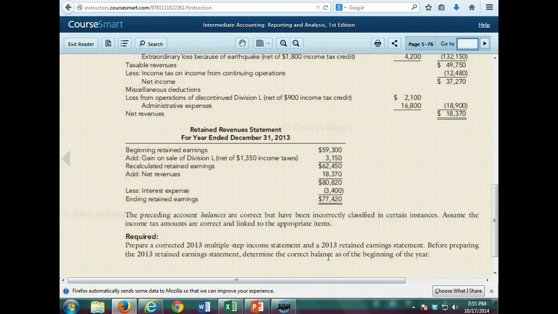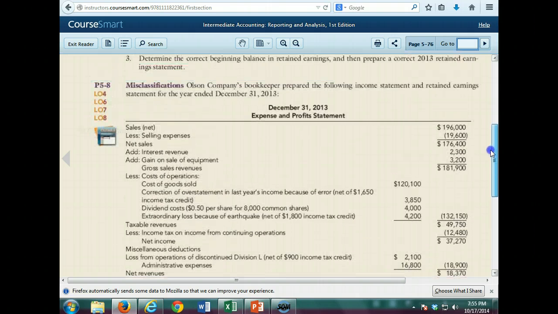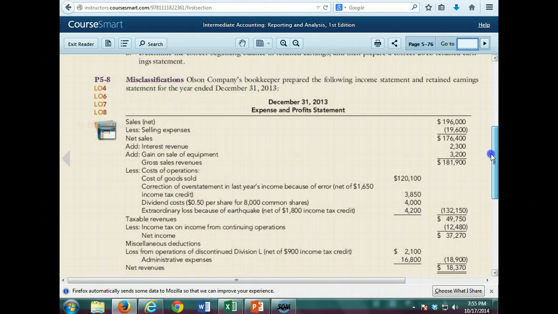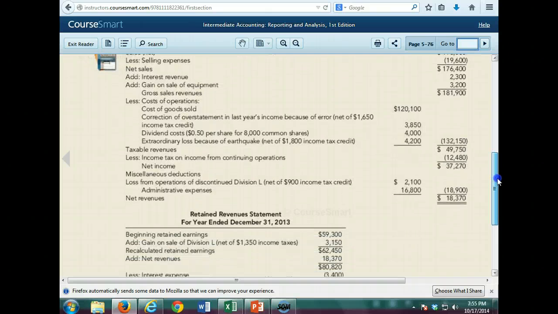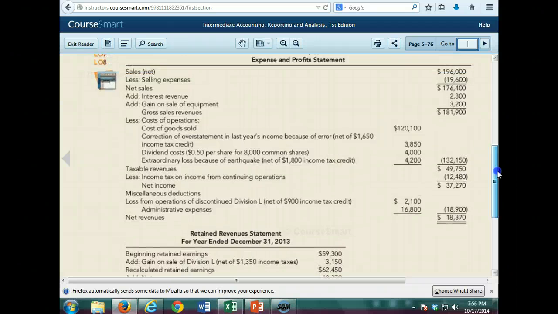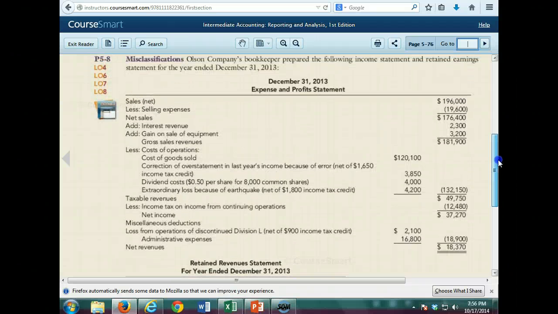They were saying that there was an error in last year's income statement of $1,650 that needs to be corrected for. I don't know the line items if you go up. It's on the expense and profit statement. Less overstatement in last year's income.